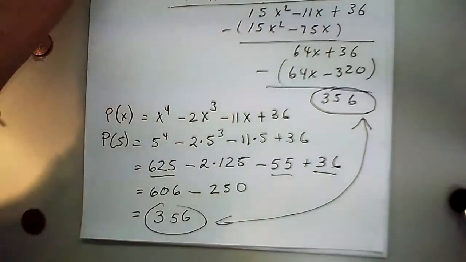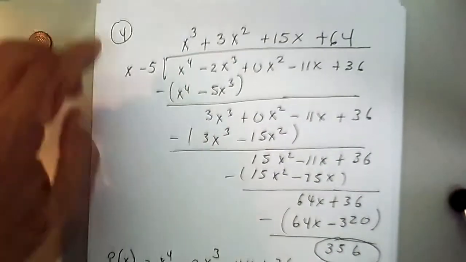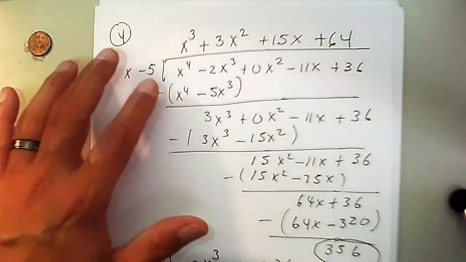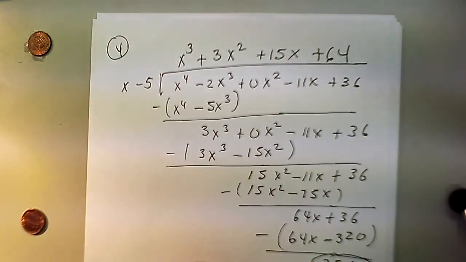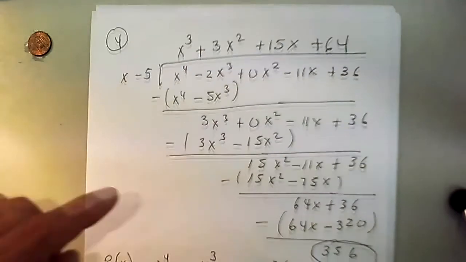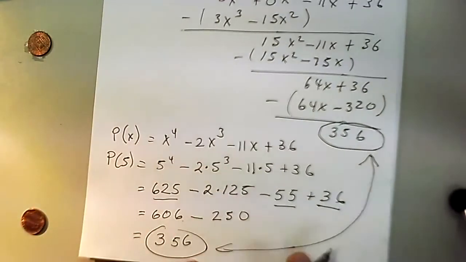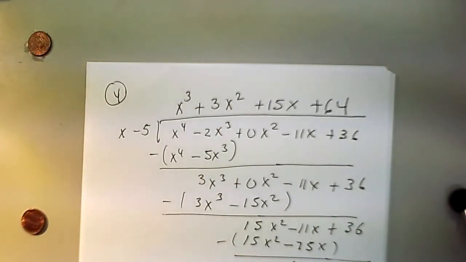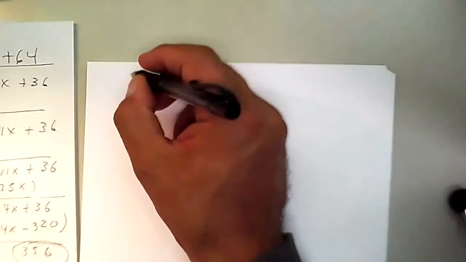Yes, that is, and that is no coincidence. Every time we divide by x minus 5, any polynomial, you name it, in long division, whatever the remainder is, that answer is going to be exactly the same answer as plugging the 5 into the polynomial. And that is no coincidence. That is exactly true. Okay. Let's go to synthetic division.